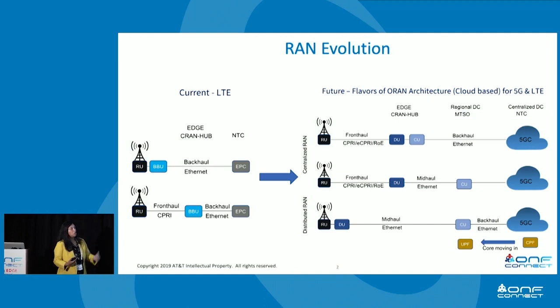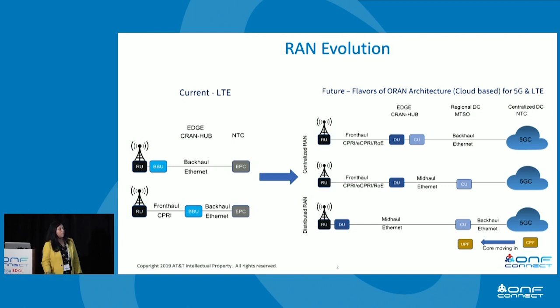And so the top two are pretty similar, right? It's centralizing, as well as disaggregation. And both of those will require Fronthaul transport, whether it's CPRI, eCPRI, or RoE. CPRI is the Common Public Radio Interface. That's the standard for the LTE radio.